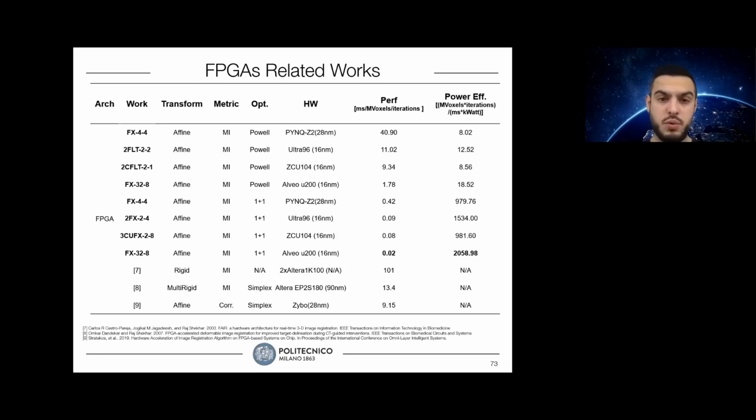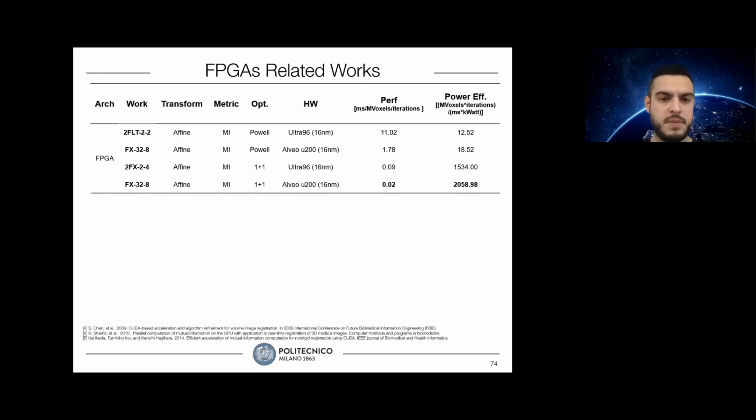Considering FPGA-based works, our 1+1 implementation outperforms all the others, even when comparing the same technologies, while Powell method is in line with literature results. Unfortunately, we cannot compare the power efficiency given the lack of data of related work. From now on, we keep, for sake of simplicity, only Ultra 96 and Alveo results.